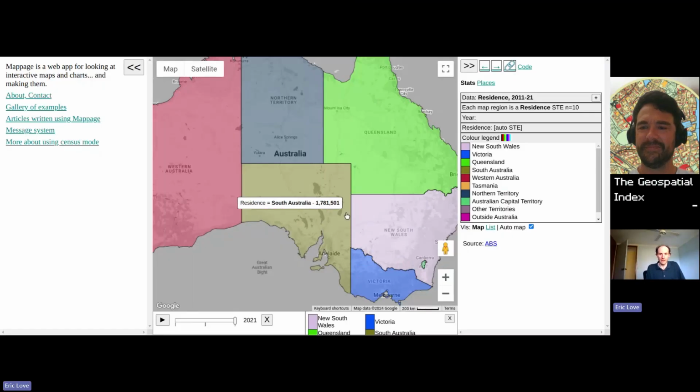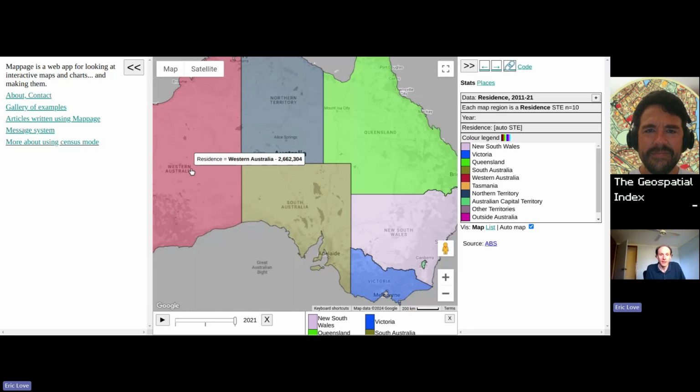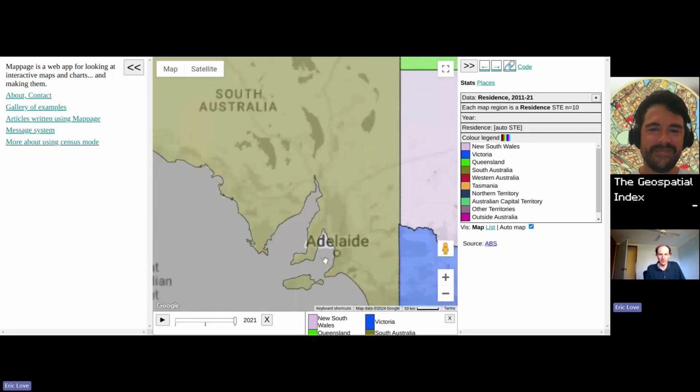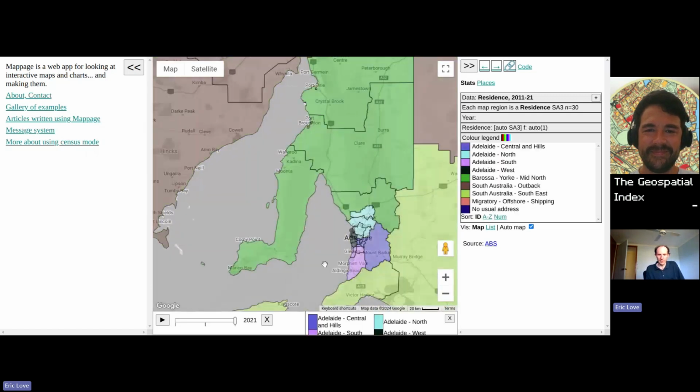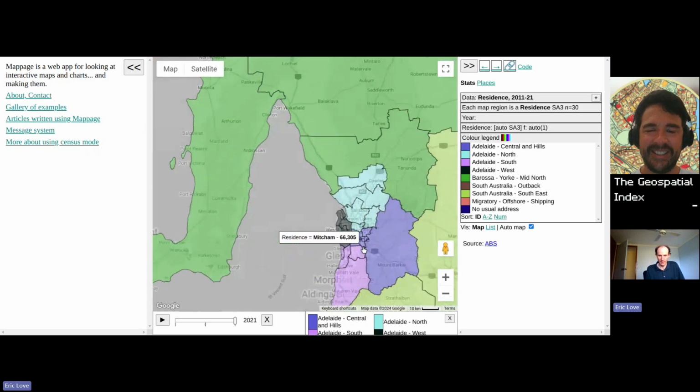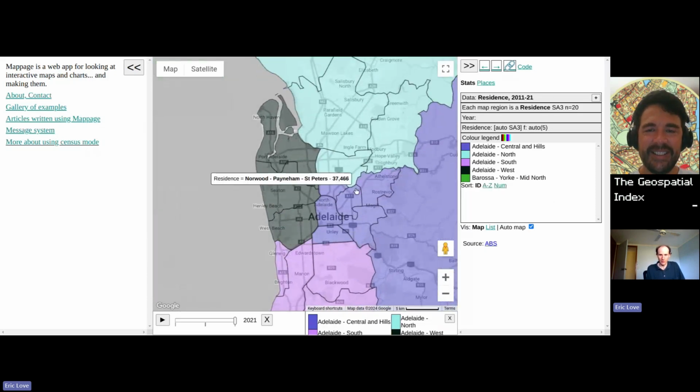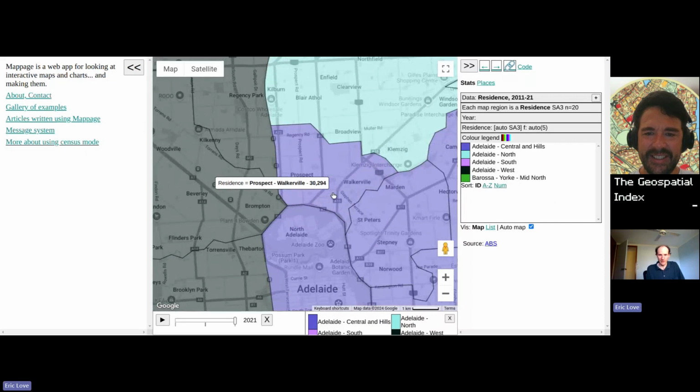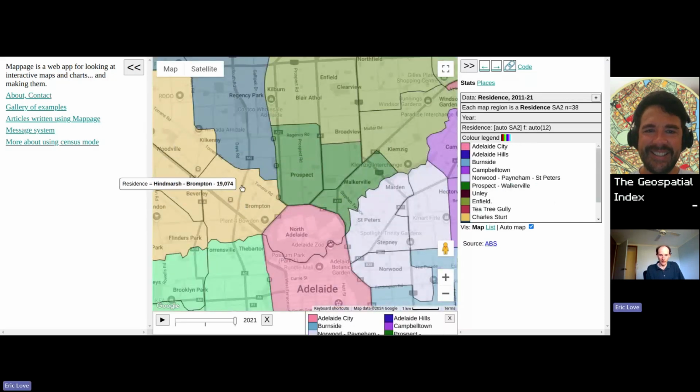So this is just a map of Australia showing population in each state. Looks pretty simple, but if we zoom in, it will break down. It'll show a different geographical level. So this is showing what they call SA3, which in Adelaide matches the council areas. So you can see population there, and then zoom in further, and it'll break it down into small areas. But that's not showing very much information.